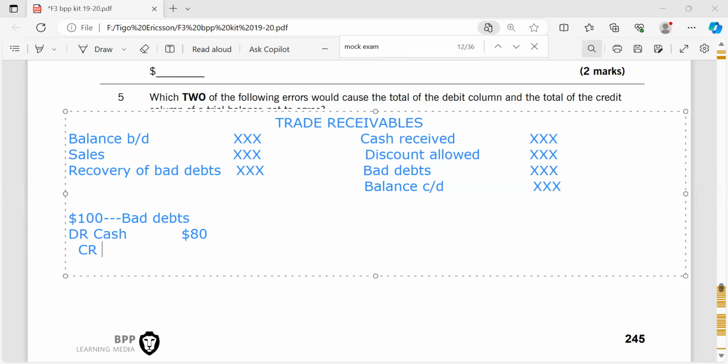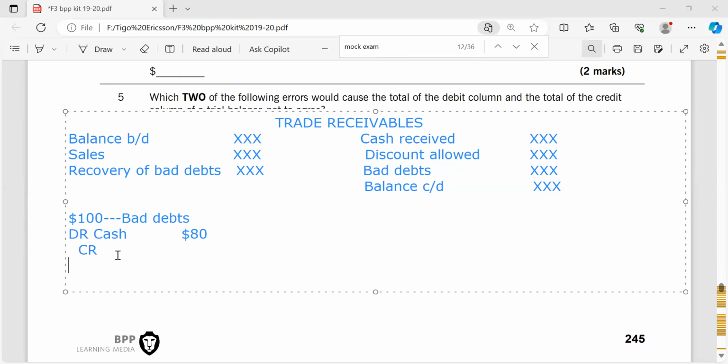That's why I'm trying to say that here I wrote recovery of bad debts. You know, the recovery of bad debts comes in two matters. It's either you receive cash, a customer pays you, right? Or maybe it's not that a customer pays you, it's something else that happens. So, for example, let's say I have trade receivables and I know that I have bad debts. Let me try to give you an example.